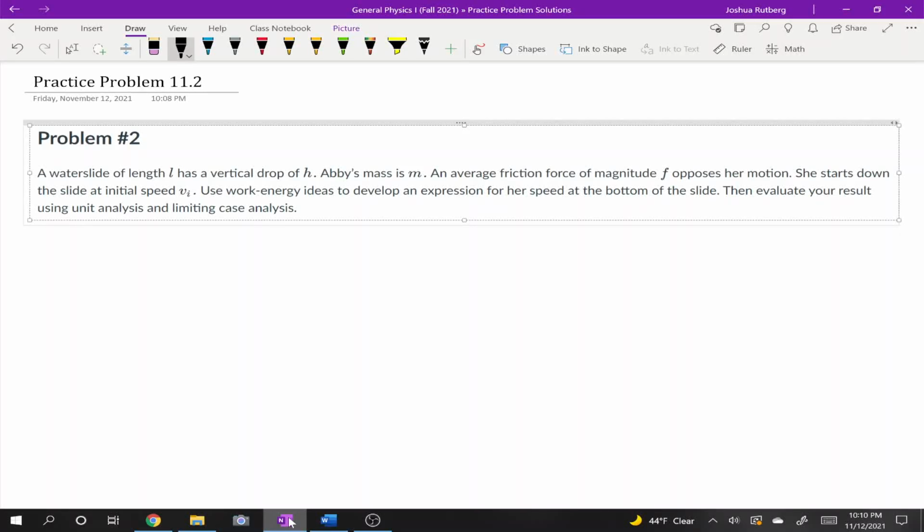Today we're going to look at practice problem 2 from week 11. This one looks at energy, particularly when internal energy in a system changes because of friction. So first, let's read the problem.